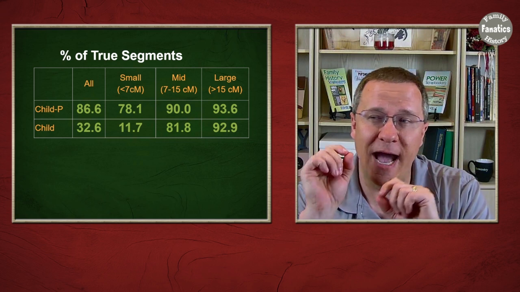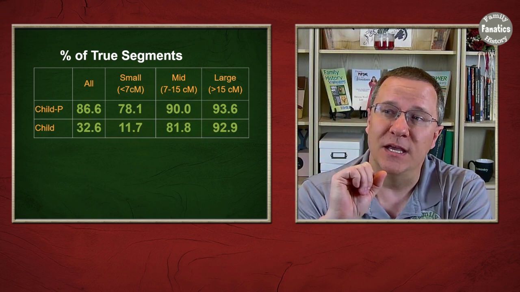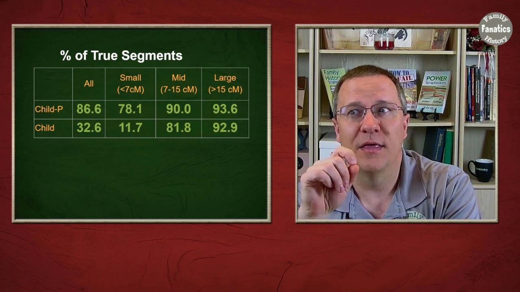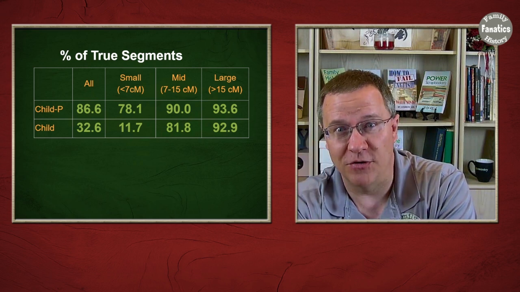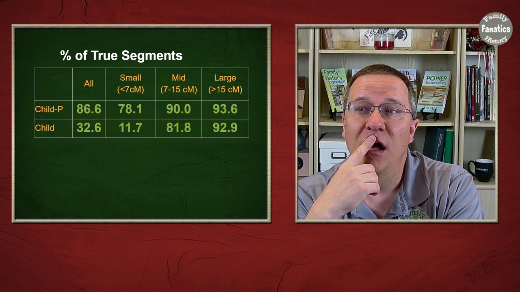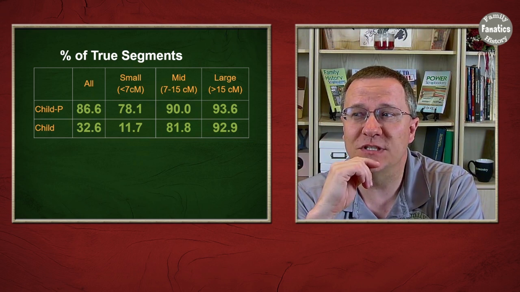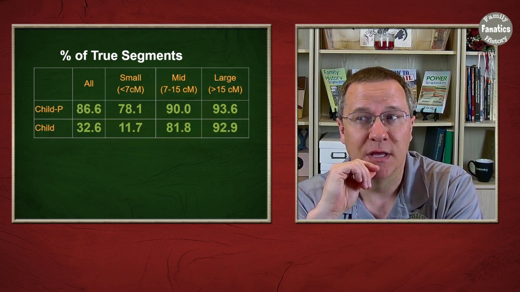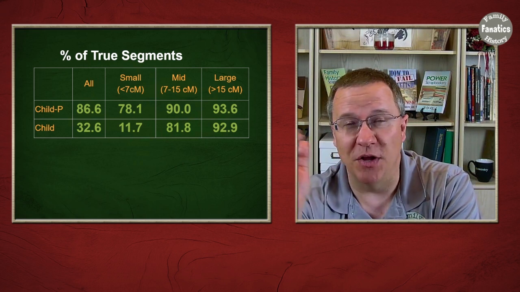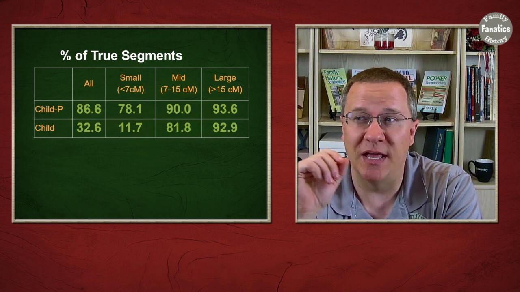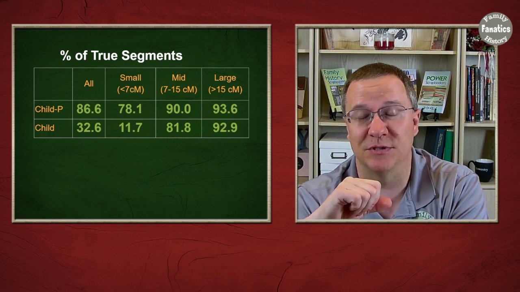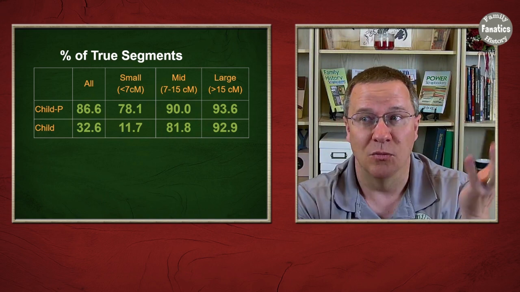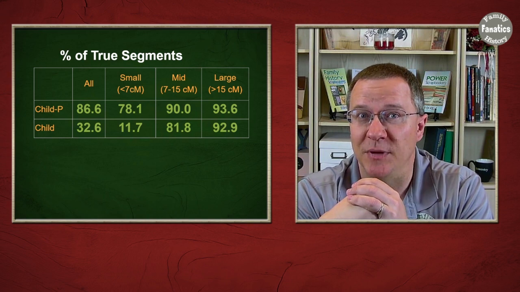So what was the result? Well, when I compared the phased child with the father, 86% of those segments ended up being true segments, which is great. With the small segments, it was only 78%. With the middle segments, it was 90%, and with the large segments, it was 93.5% as far as what is a true segment.